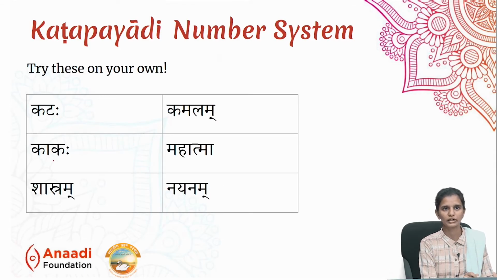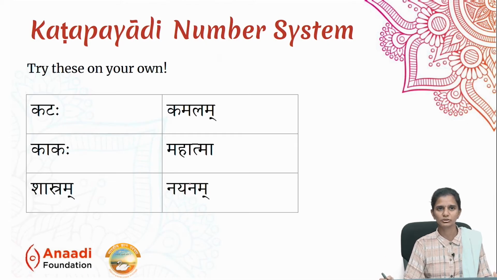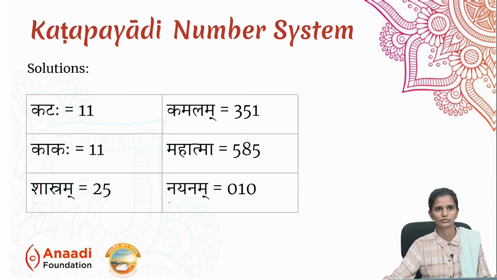Kataha, Kakaha, Shastram, Kamalam, Mahatma, Nayanam. You can look at the table and try to decode these words. These are the solutions for the given words.